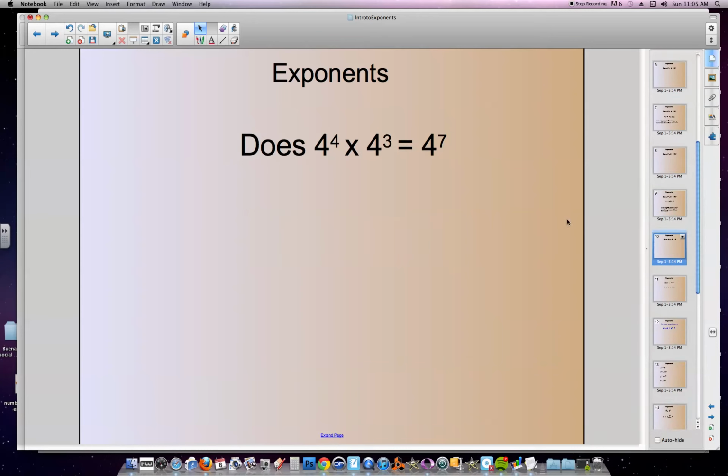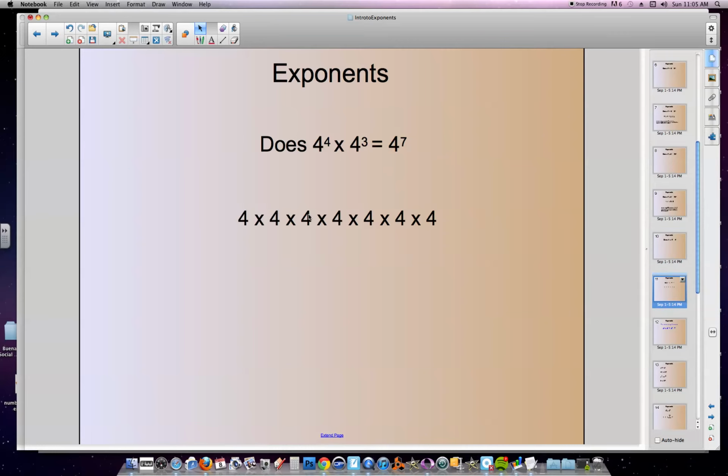But lastly, the property that I really want to point out, if we have 4 to the 4th power times 4 to the 3rd, then what this really means is 4 times 4 times 4 times 4, right? So let me get my pen. This is this right here, right? 4 times itself 4 times. And then that's being multiplied by 4 times itself 3 times.